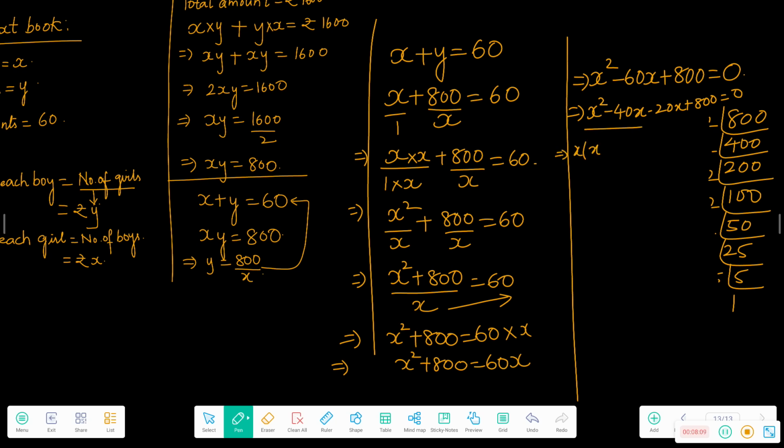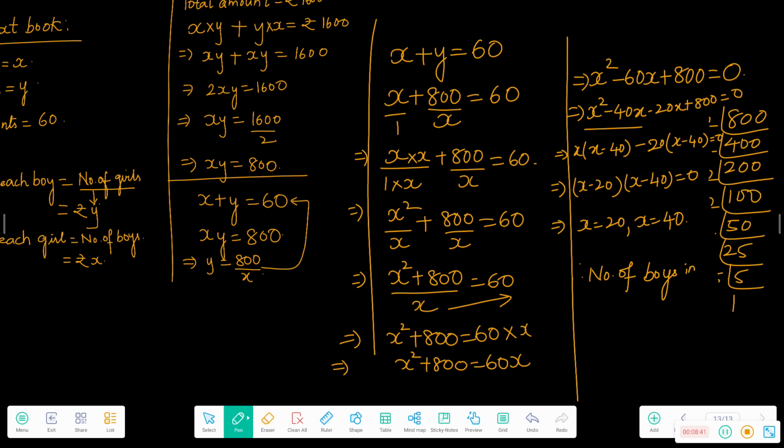Here I can take x common, x times x minus 40, minus 20 common, x minus 40 is equal to 0. So x minus 20 times x minus 40 is equal to 0. x is equal to 20 and x is equal to 40. So we get the number of boys as 20 or 40. Therefore the number of boys in the class can be either 20 or 40.